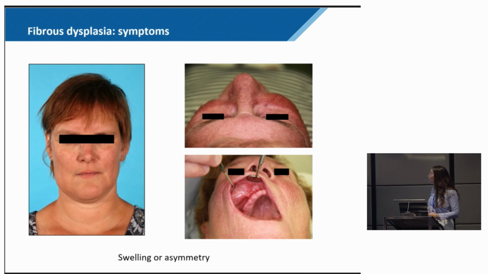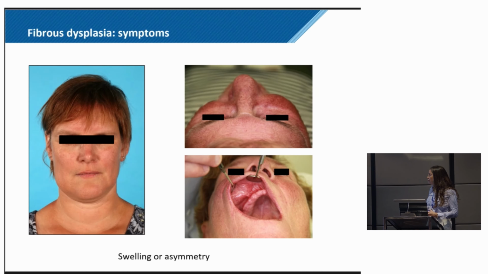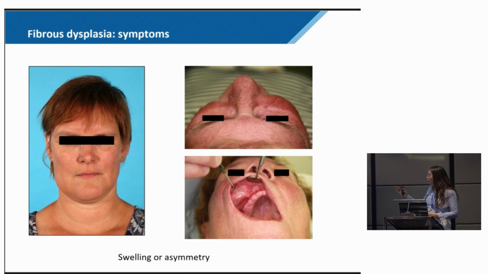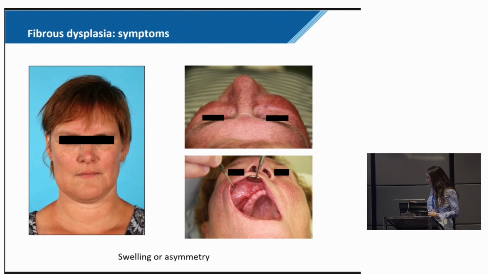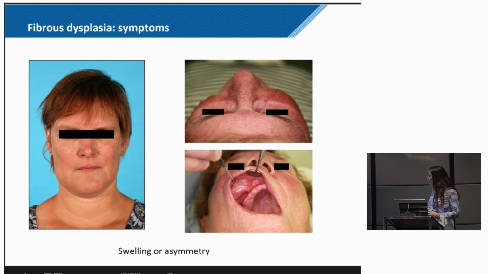So what symptoms do the patients present with? Well, most patients with monostotic lesions present at a later age. And if you look here on the left, you see a lady with a swelling of the lower jaw on the right. You see that it's more prominent than on the left side. And if we look at the two pictures here on the right side, we see here a woman from above, and you can see the swelling of the cheekbone here on the right side. And this is the intraoral view, so it's from below, where you can see the swelling.